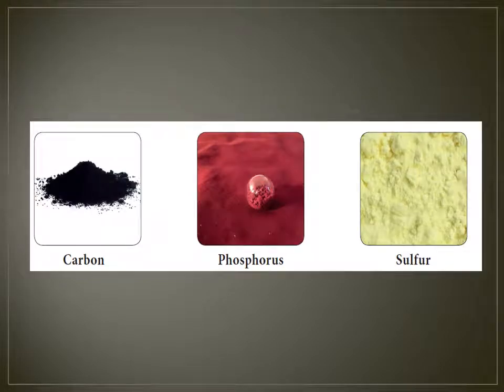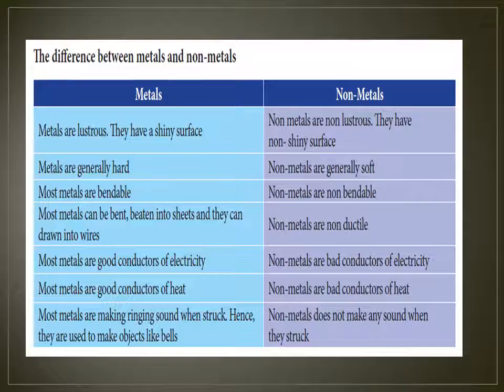Carbon, phosphorus and sulphur. The difference between metals and nonmetals. Metals are lustrous, they have a shiny surface. Nonmetals are non-lustrous, they have a non-shiny surface. Metals are generally hard, nonmetals are generally soft. Most metals are bendable, nonmetals are non-bendable. Most metals can be bent, beaten into sheets and drawn into wires. Nonmetals are non-ductile.